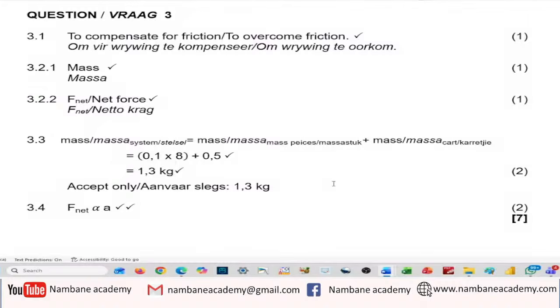But we can accept if a learner just writes 1.3 kilograms, just give 2 marks if a learner just writes 1.3 kilograms.